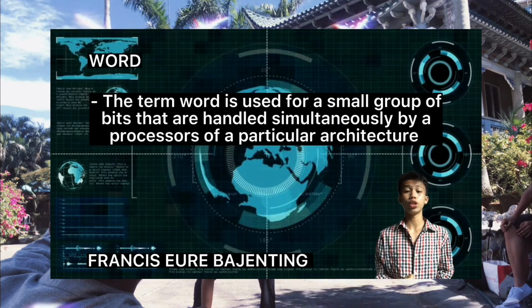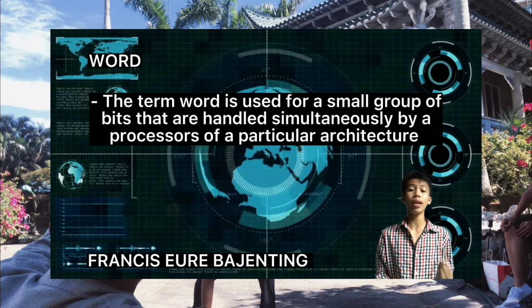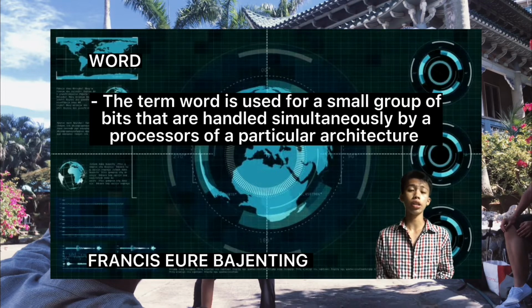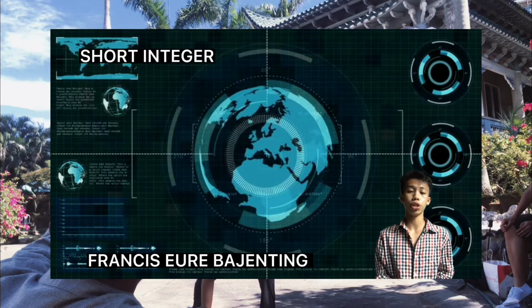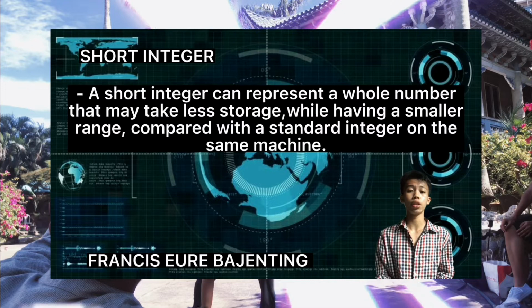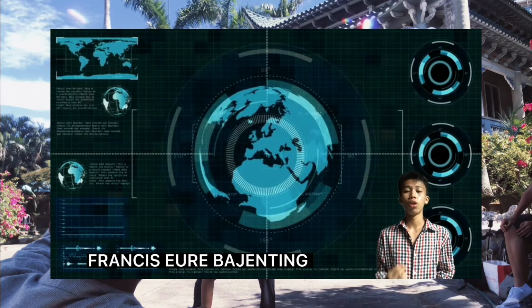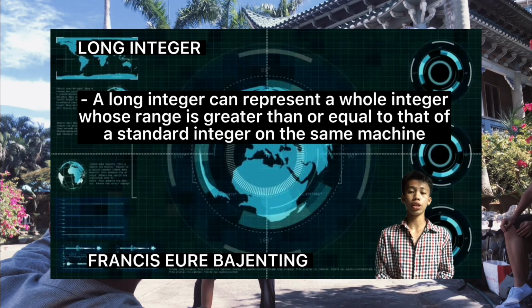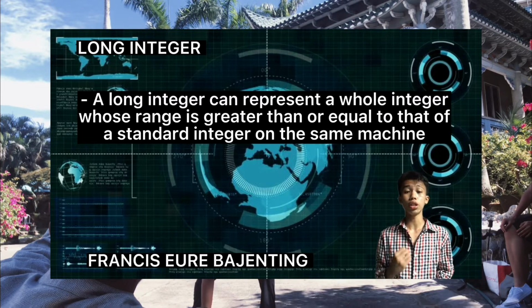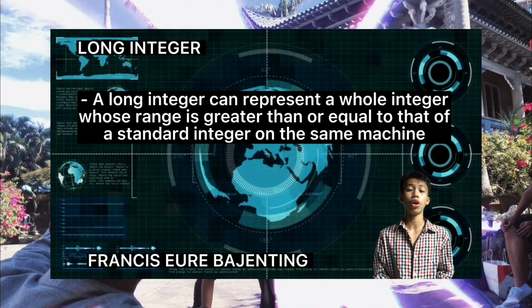Word. The term word is used for a small group of bits that are handled instantaneously by processors of a particular architecture. Short integer. A short integer can represent a whole number that may take less storage, while having a smaller range compared with a standard integer on the same machine. Long integer. A long integer can represent a whole integer whose range is greater than or equal to that of a standard integer on the same machine.